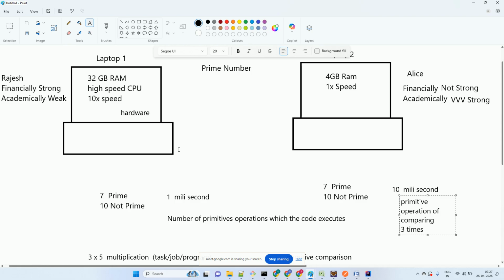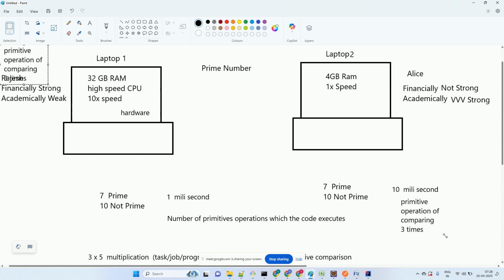And Rajesh has got the answer, but he has done the primitive operation of comparing 300 times. Just because his hardware was superior, he got the output faster. But his primitive operation of comparing was 300 times; he had done the comparison 300 times.